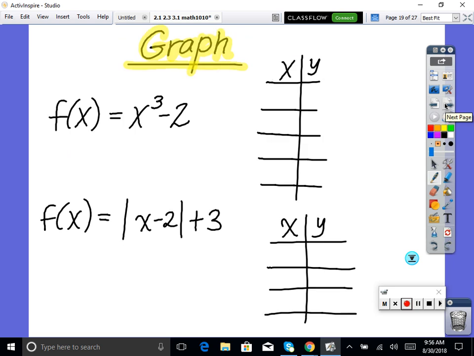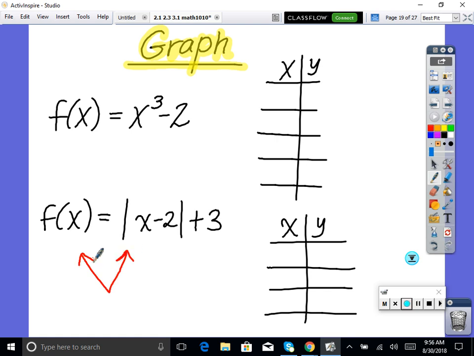Okay, now it's going to ask you in 2.3 to graph. Once again, we're doing it back to basics. Just plot XY points. Is everybody good with that? So I pick points, pick points. Now, it is nice to remember what graphs look like because then you can kind of see if you've done something wrong. Remember, absolute values are sharp V's.